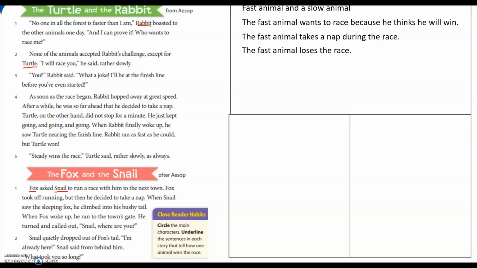Now let's talk about how these stories are different. Who are our characters in the first story? Rabbit and Turtle are our characters. How is this different from the second story? The second story is about Fox and Snail.